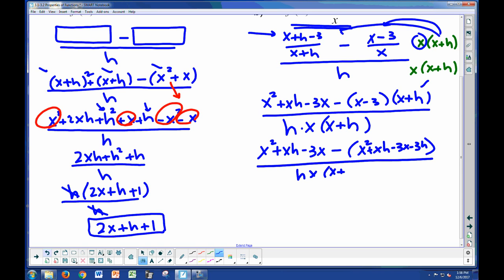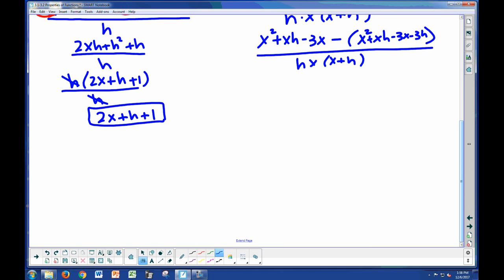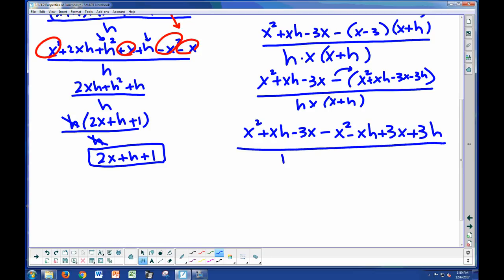h times x, x plus h. I'm kind of taking the long way around the barn here because I'm working this out step by step. But that's all right. x squared plus xh minus 3x minus, and as I distribute our negative into all these, x squared minus xh plus 3x plus 3h. Ooh, that is dizzying. h times x, x plus h. All right.